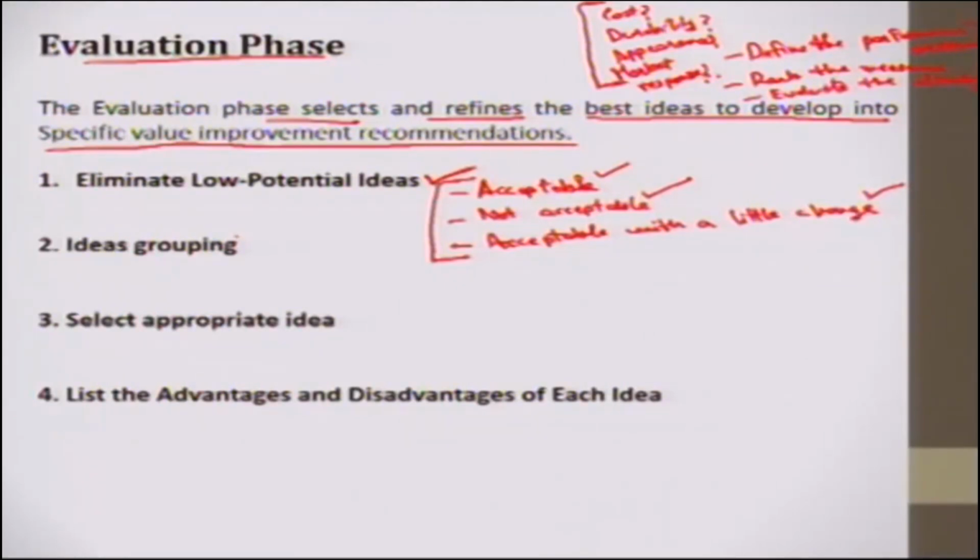So then ideas are grouped together. The similar ideas or the remaining ideas which are selected, the high potential ideas only, they are grouped according to the similarity. So the categories are examined to determine if they should be modified or combined with some other ideas. Those things happen. Then we select the appropriate idea. Selecting appropriate idea is we select the highest potential idea based on the criteria selected.